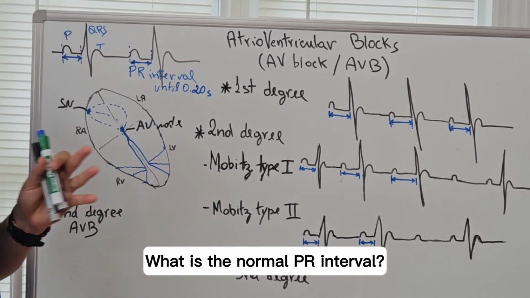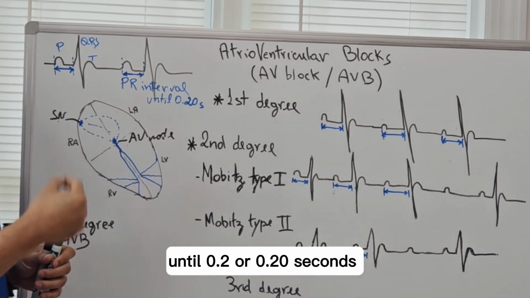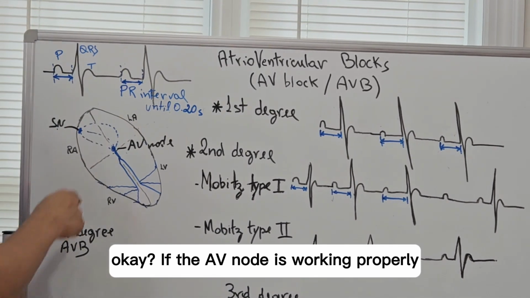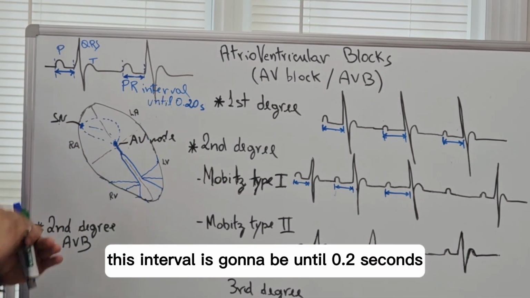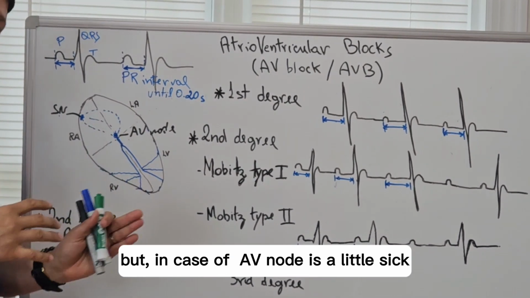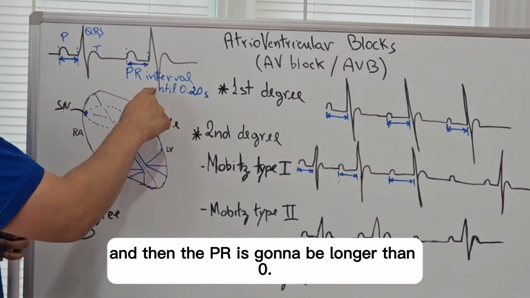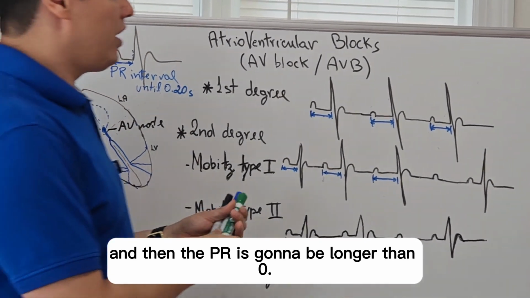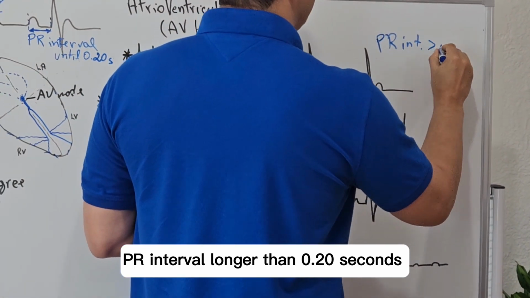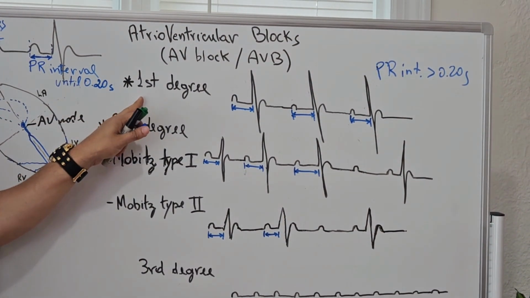What is the normal PR interval? Up to 0.20 seconds, or 5 small boxes on an EKG. Okay? If the AV node is working properly, this interval is going to be up to 0.2 seconds. But in case the AV node is a little sick, this time is going to be prolonged. And then the PR interval is going to be longer than 0.20 seconds. This is the case of the first degree AVB.